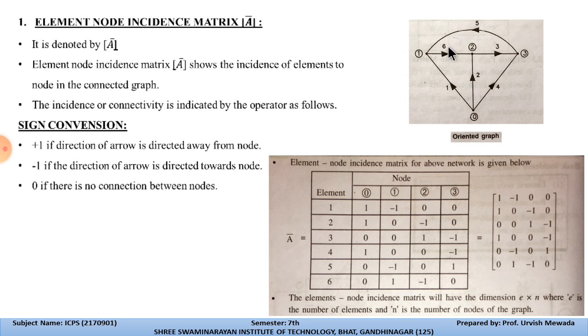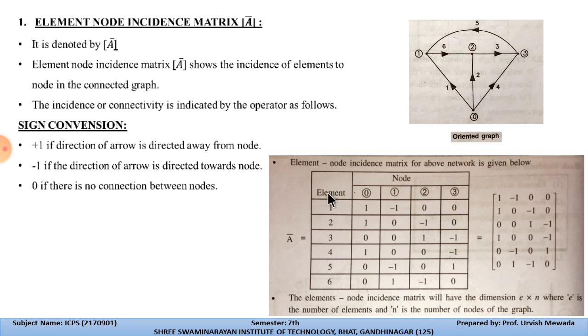Here you can see that this element is not connected with 2 and 3, so there is no connection between this element and 2 or 3. By this direction we will form the matrix. Let's see how we can form the matrix. Now this is the element node incidence matrix for the above network.